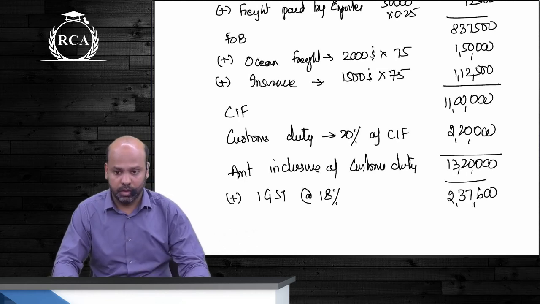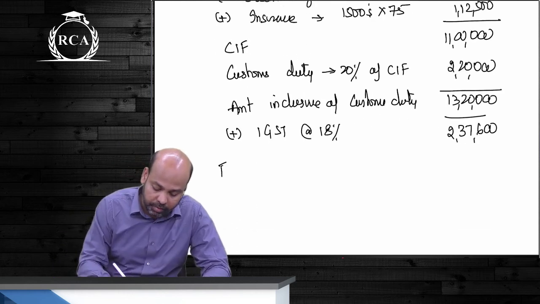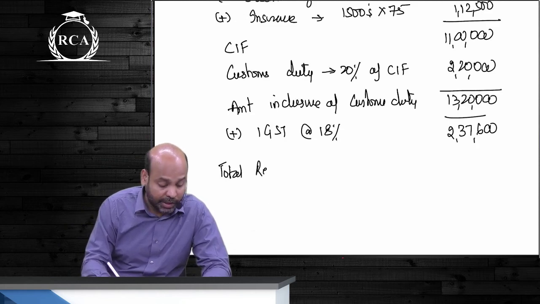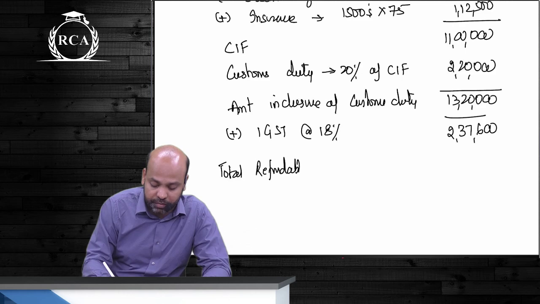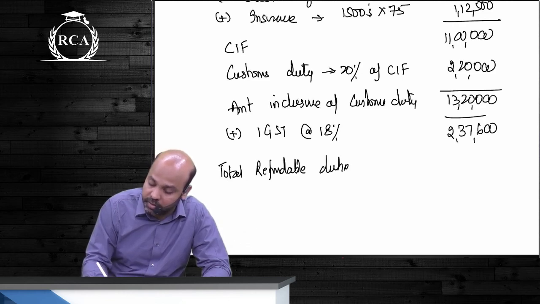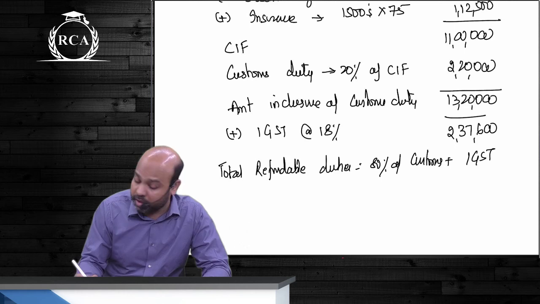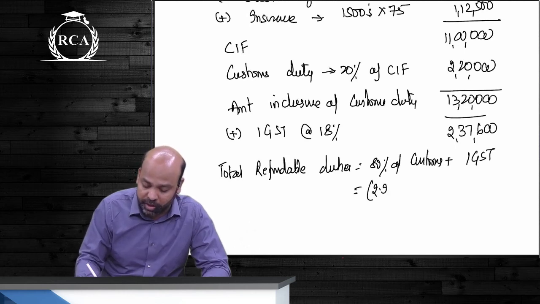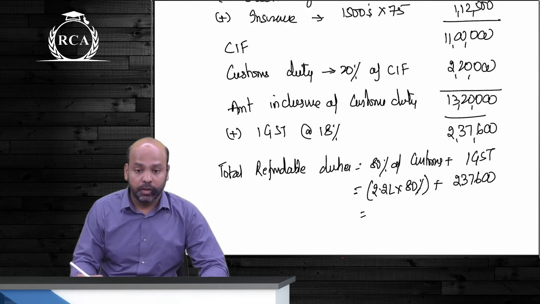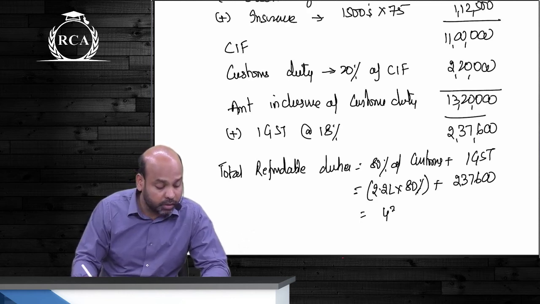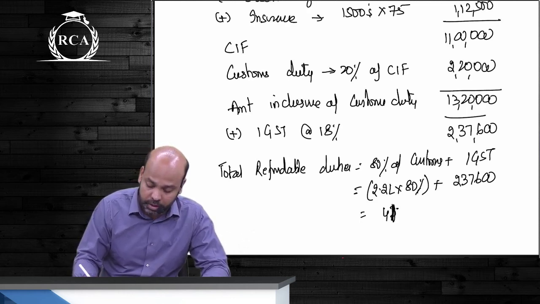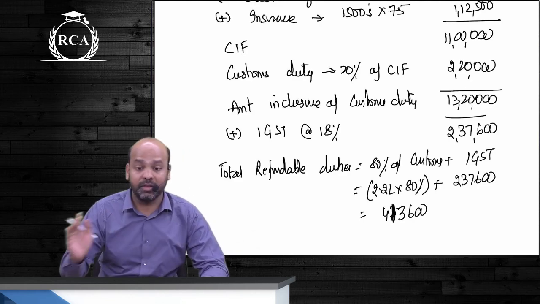On this 13 lakhs 20,000, IGST is levied at the rate of, how much is IGST? 2,37,600. Now if you want total refundable duties, that is actually a later bit, but I am writing it now. Total refundable duties, how much will you write? 80% of customs, isn't this the fourth bit? Plus the entire amount of IGST. 80% of customs will be 2,20,000 into 80%, plus IGST of 2,37,600, which is 4,13,600. That is the answer.